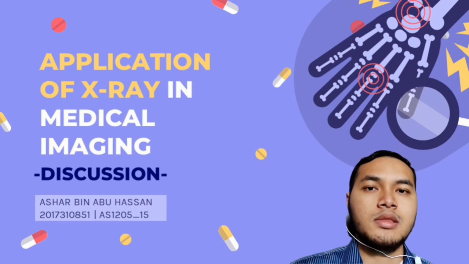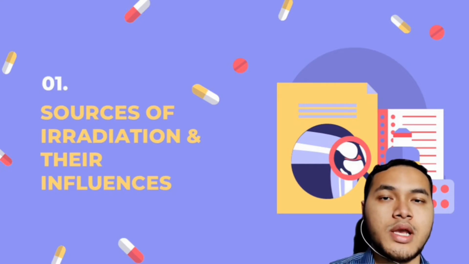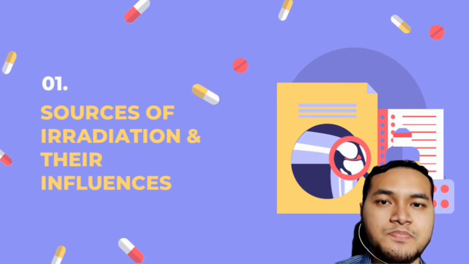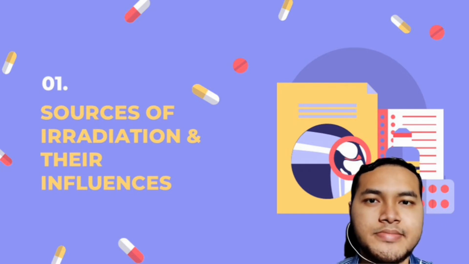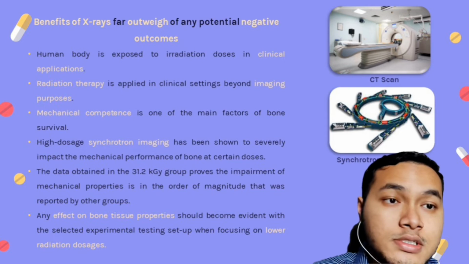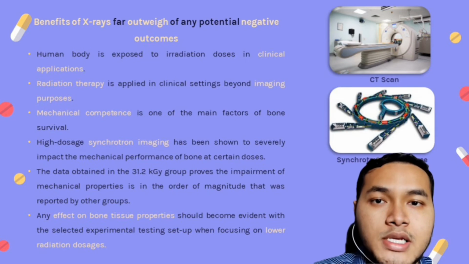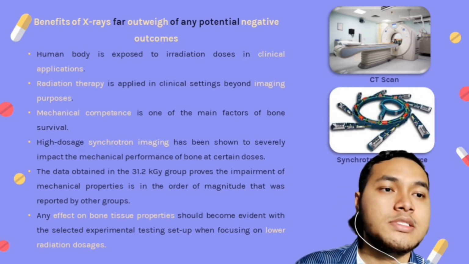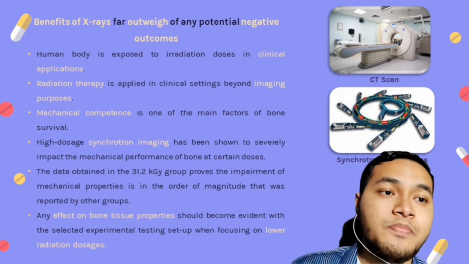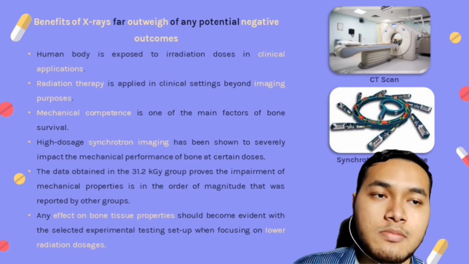I will continue the discussion part. First of all, let us take a look at the sources of irradiation and their non-influence, which is in 4.1. For our general knowledge, our bone is subjected to different doses of irradiation for both research and clinical applications. Although the risk of radiation to the human body is well known by researchers, the benefits of X-rays far outweigh any potential negative outcomes.